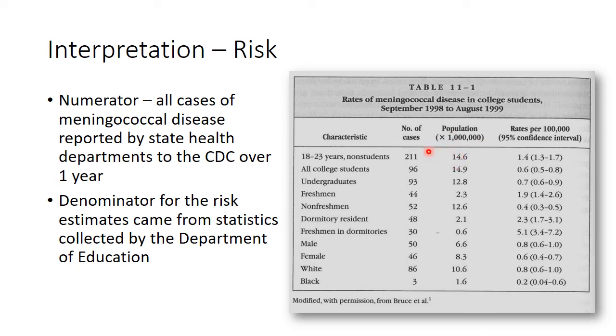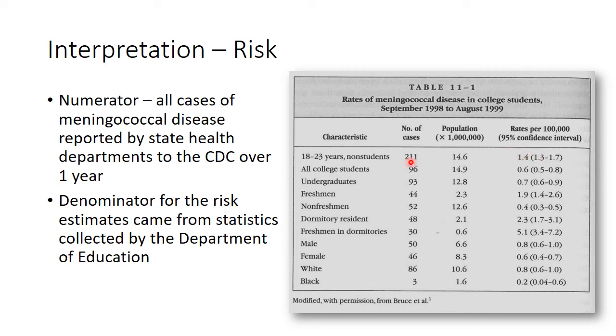Basically, for students that are 18 to 23 years of age, non-students, you divide 211 by 14.6 million, and you get this rate of 1.4. In this case, they're reporting rates per 100,000. Oftentimes these rates are so small. Imagine 211 cases within 14.6 million; the actual rate is very, very small. So to make that closer to a whole number, they'll say rates per 100,000 people or per 10,000. In this case, they did 100,000. They also include the confidence interval, how sure they are of what the actual range would be if you apply this back to the whole population.